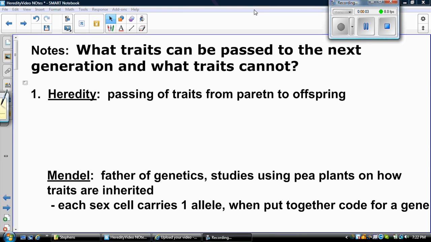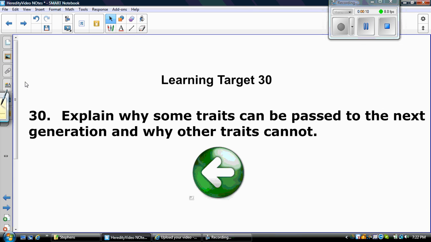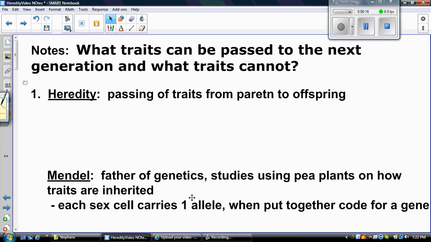Okay, now we're going to expand upon what traits can be passed on and what traits cannot. So we are still on Learning Target 30. How are some traits passed on to the next generation? Now we're going to go into a little bit more detail on how traits are passed on and why some traits do not get passed on.